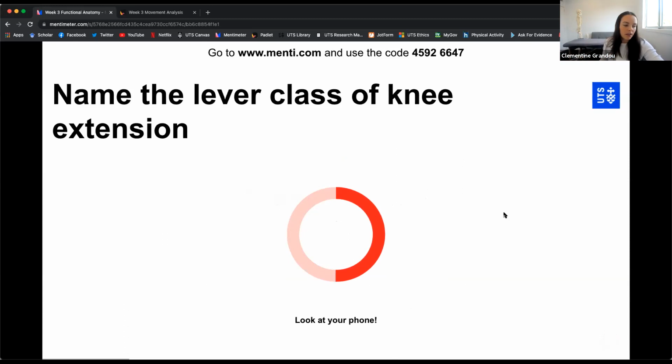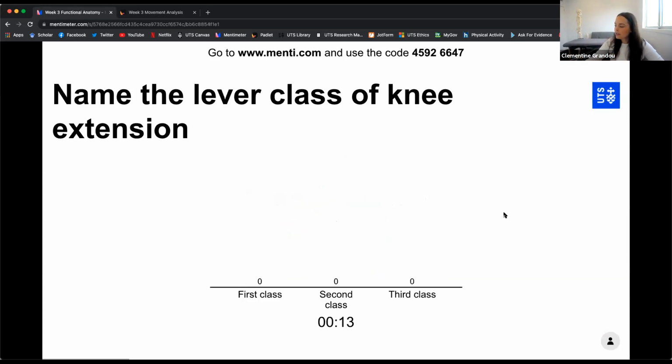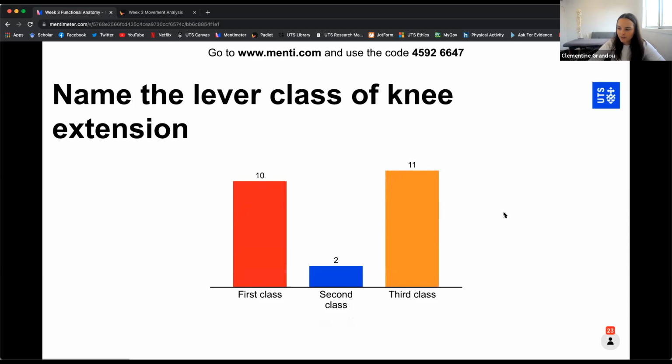All right, name the lever class of knee extension. So it's either going to be first, second, or a third class lever. What are we thinking here? All right, a bit of a mixed bunch. So with a question like this, you've only got like 10 seconds to give an answer, right? So you're under a lot of pressure to think, where's the fulcrum, where's the effort, where's the load, which one's in the middle, is it first, second, or third?